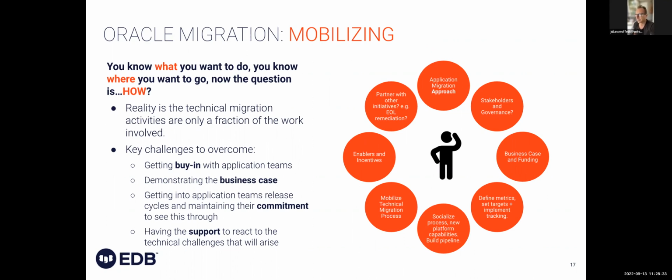Incentives we mentioned. Just again, think of ways to make it attractive for folks to get onto the new platform. And then finally, think about, in your enterprise, do you have other initiatives that you can partner with? So what you don't want to do is hit your application teams with yet another exercise. Try and join forces with application modernization, join forces with end-of-life remediation or other risk reduction exercise. Just lessen the burden and bring a few things together for your app teams.